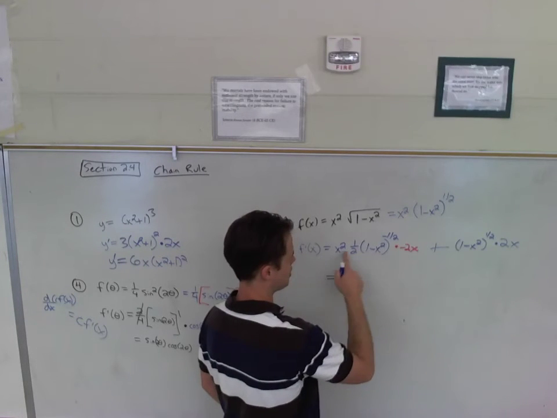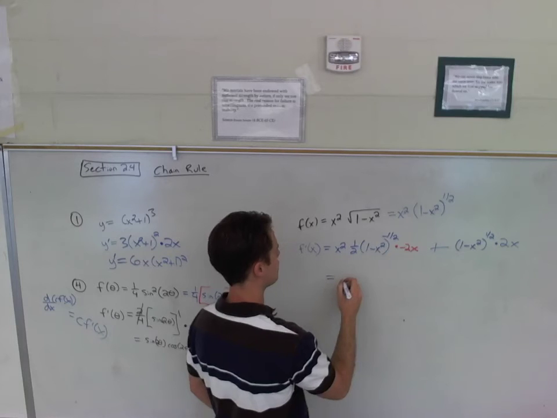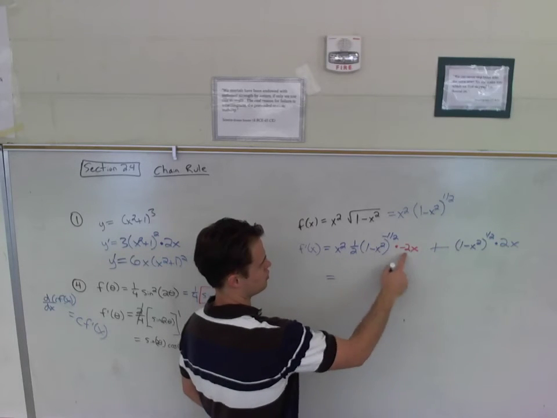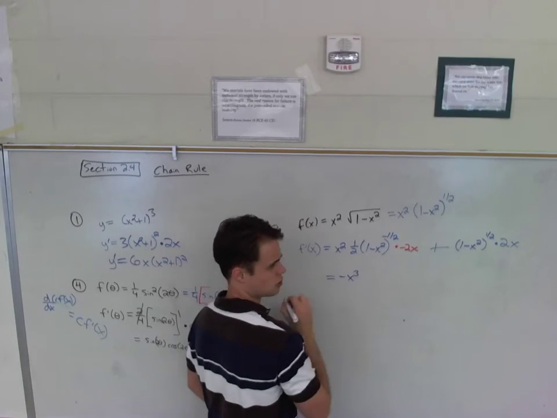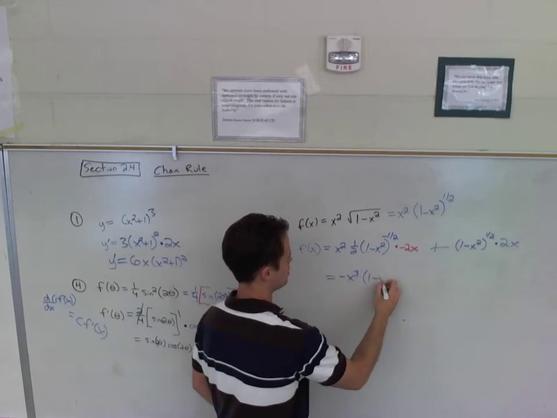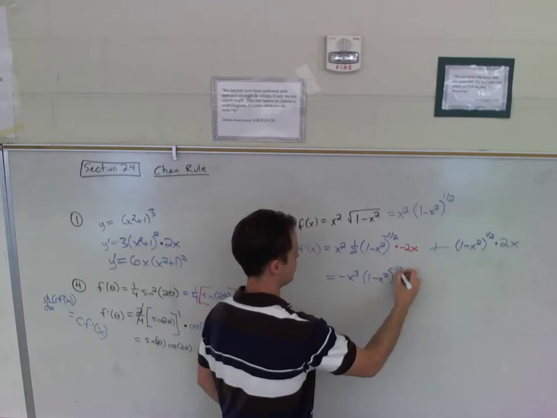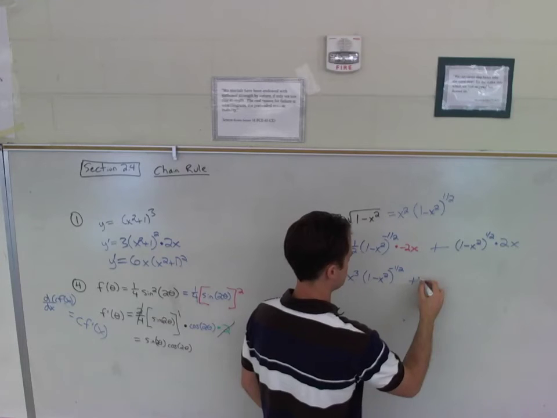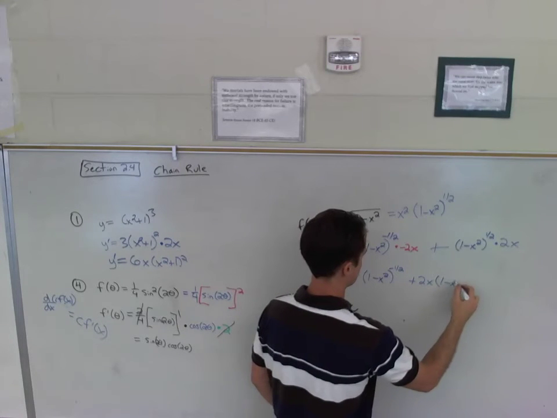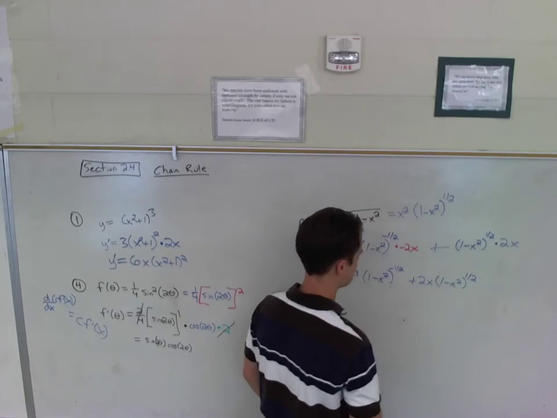How many x's do we have here? 2x cubed. Cancel those. Negative x cubed over... negative x times 1 minus x squared to the negative 1/2, plus 2x times 1 minus x squared to the positive 1/2. And that'd be good for now.